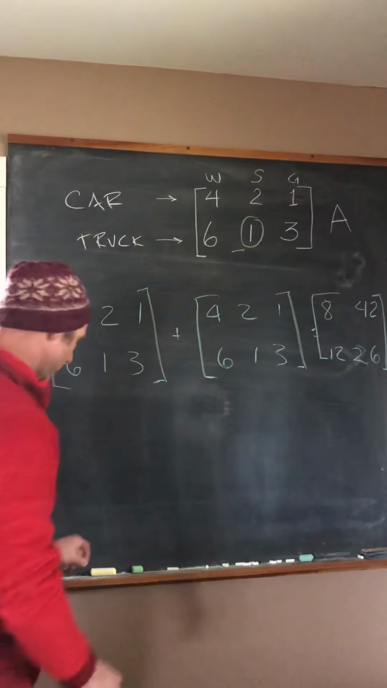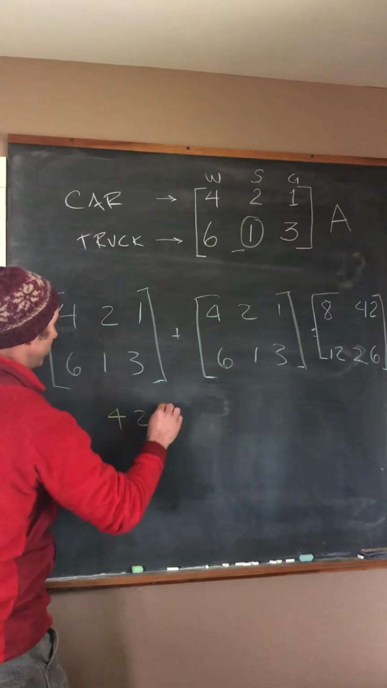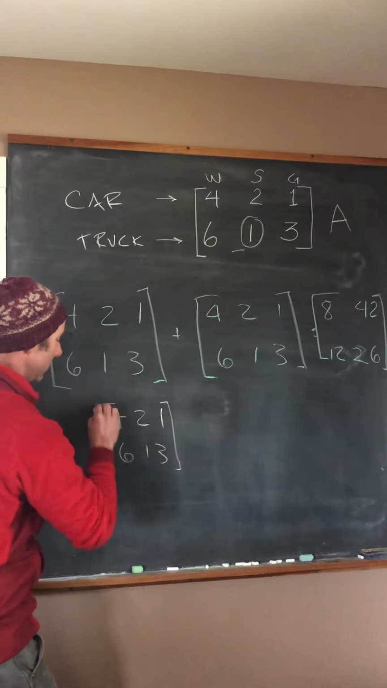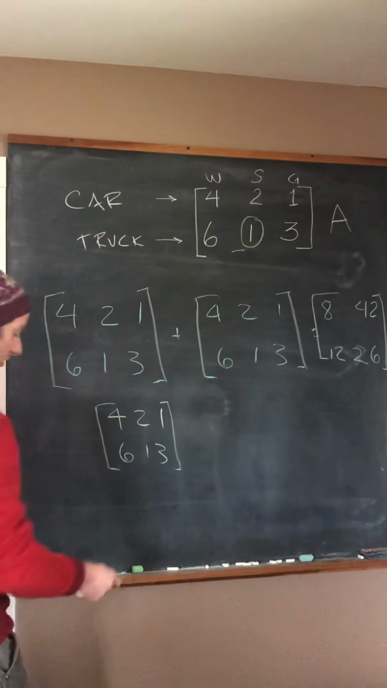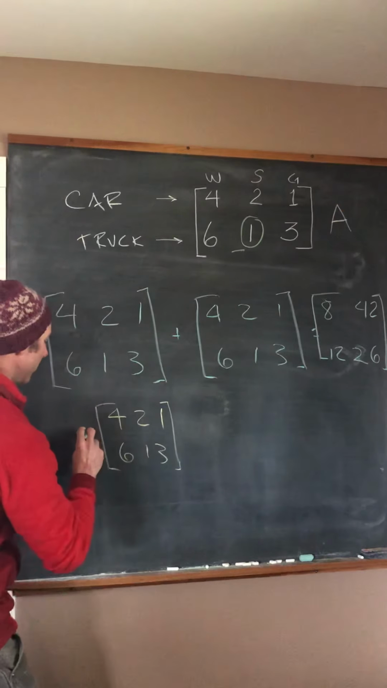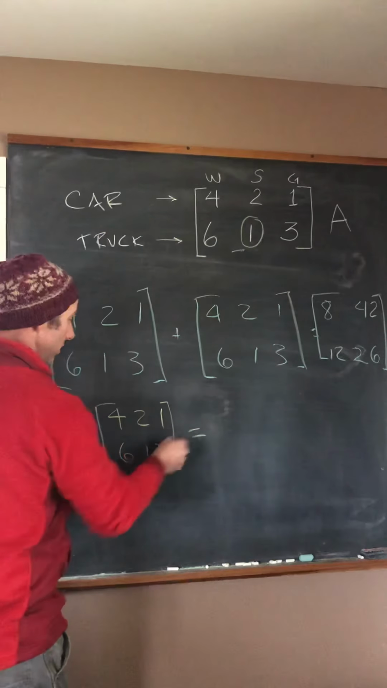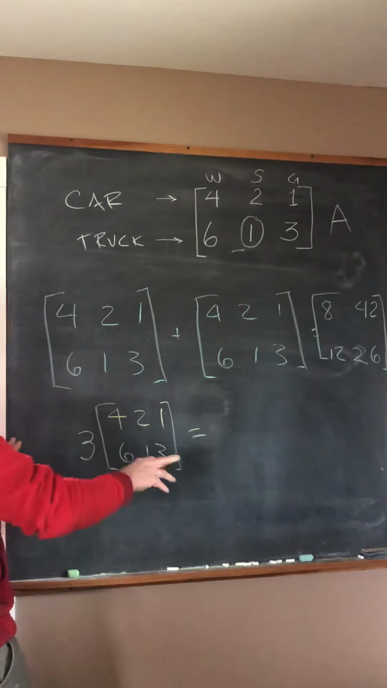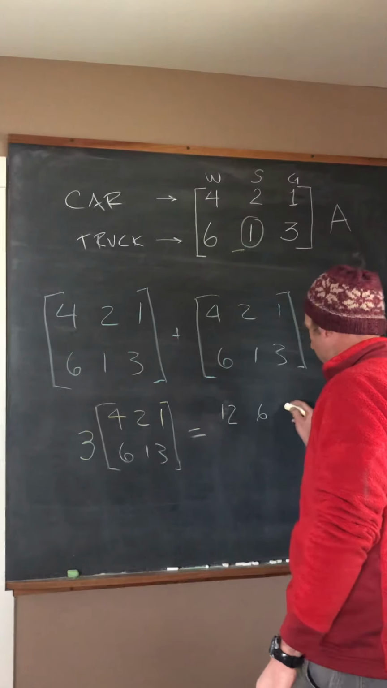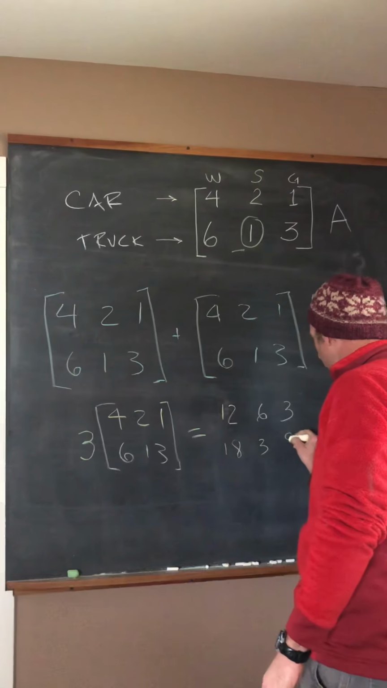No problem. Okay, how about this one? What if I did this? 4, 2, 1, 6, 1, 3. Again, that's A. That's just our A matrix. And I'm going to multiply it by a scalar. How about the number 3? Okay, so I can multiply this by a scalar and get an answer over here. It's just going to be multiplied through everything. 12, 6, 3, 18, 3, 9.